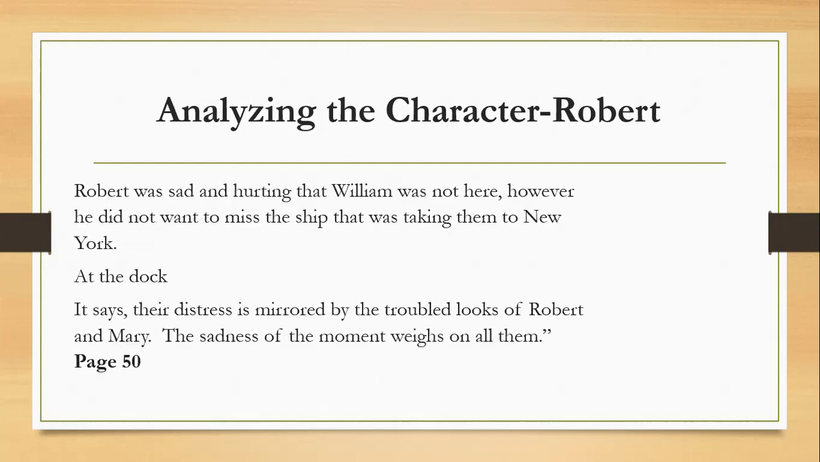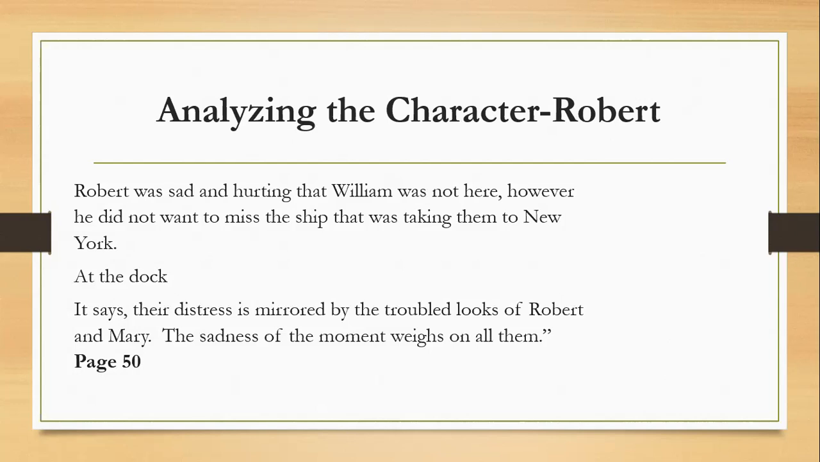Some of the ways that Robert was feeling was that he was feeling sad and hurting that William was not there. However, he did not want to miss the ship that was taking them to New York. So he was standing there and he was looking around. He was sad and hurting because he was leaving and he did not see his oldest son.